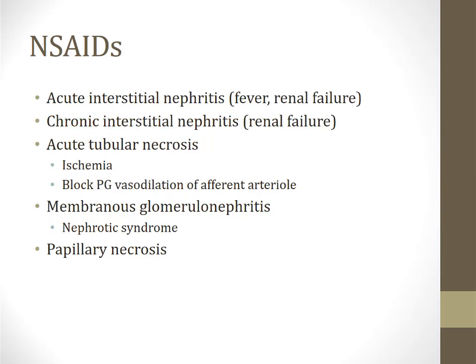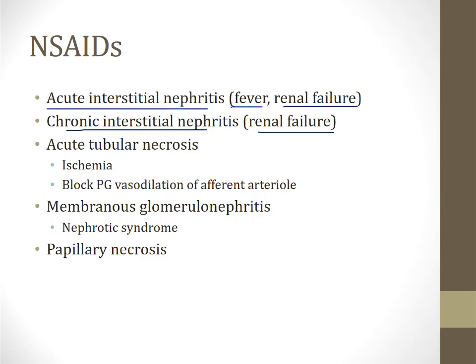Let's pause and talk about NSAIDs for a minute because these drugs are associated with a number of different kidney problems. As I mentioned earlier, NSAIDs can cause acute interstitial nephritis. This is an acute allergic reaction to the drug, so it will present with fever, potentially a rash, and evidence of renal failure. NSAIDs can also cause chronic interstitial nephritis, so these patients will not have fever or rash or anything like that. They will simply have renal failure. They're usually asymptomatic, and this is usually picked up on incidental blood work, and what's going on is a chronic inflammation in the kidneys related to NSAIDs.